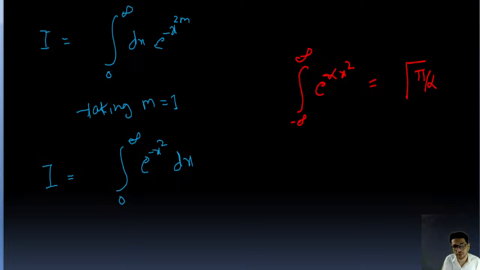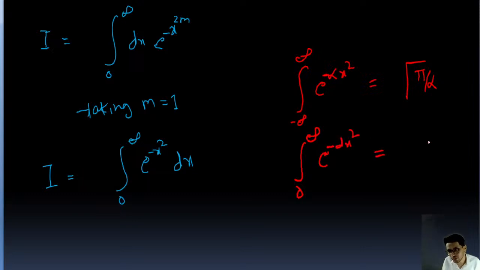Very important formula. The integration from minus infinity to plus infinity of e to the power minus alpha x square is equal to root pi by alpha. But we need this one, right? Here alpha is 1, so it means integration from 0 to infinity of the given function, e to the power minus alpha x square.